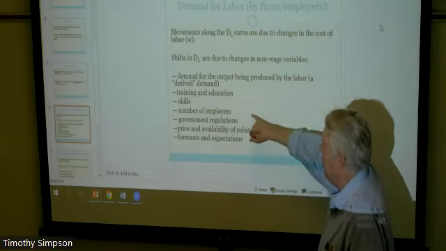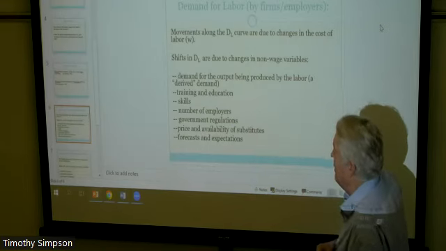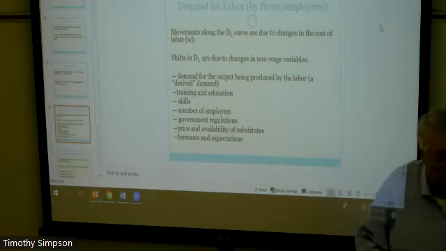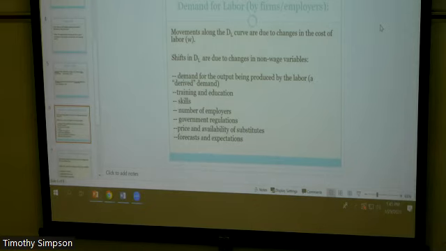Okay, number of employers. This is simply a function of how many employers, firms, and governments there are out there, because these are all demanders of labor. It's not really demanding any kind of a good. In this case, the good is labor, and so the number of employers matters. If the number of employers goes up, obviously they've got to have workers. If the number of employers goes down, they demand fewer workers.